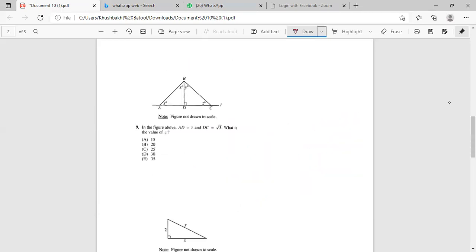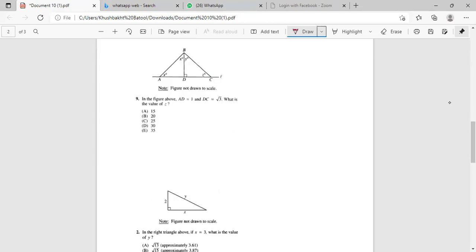Let's talk about this question now. The question says, in the figure above, AD is 1, and DC is root 3. What is the value of Z? Okay. So, any idea? Zahib, any idea?